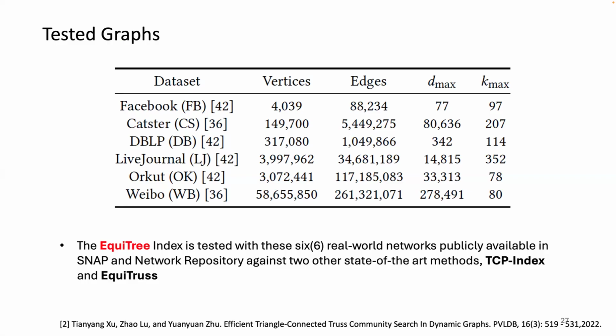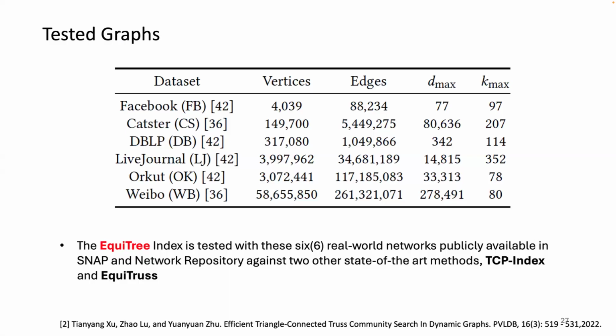I'm curious, why is Kmax, the largest K, the maximum truss number, always small, even in this very large graph, this Weibo graph? Why is it very small?